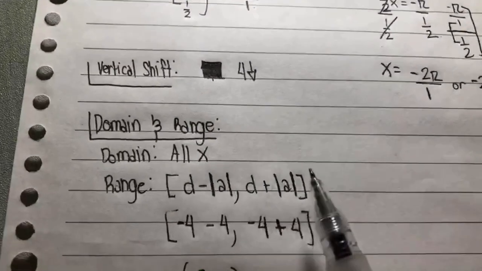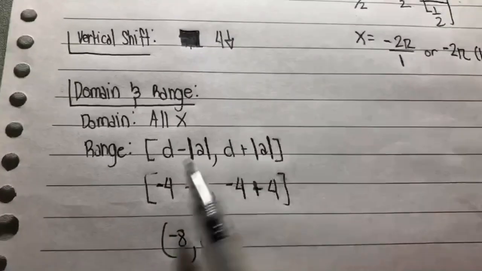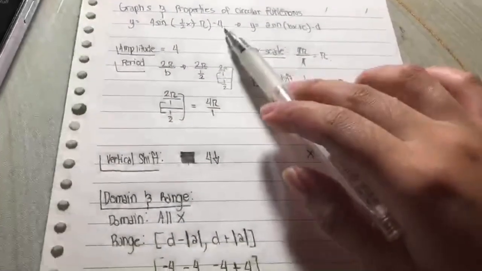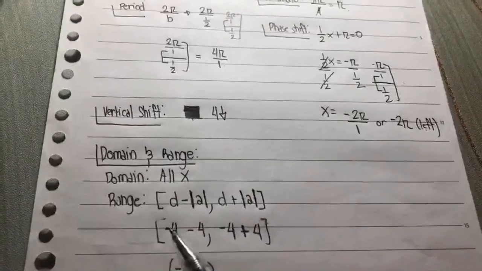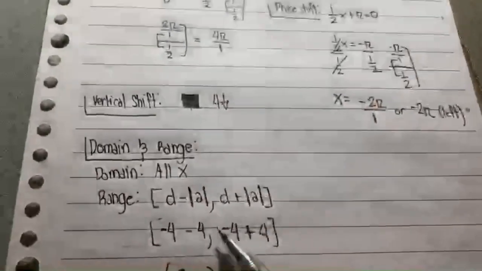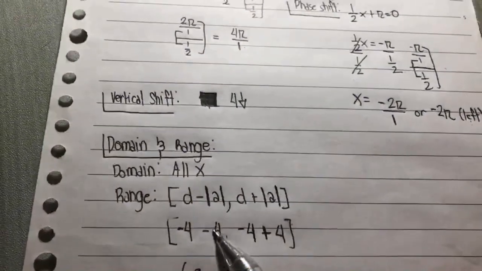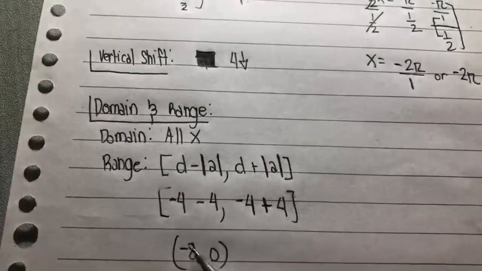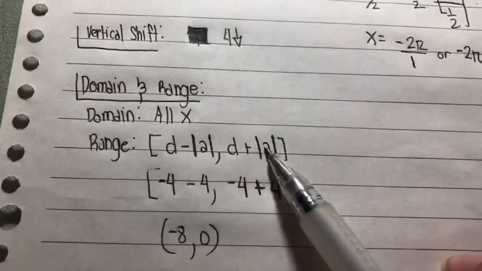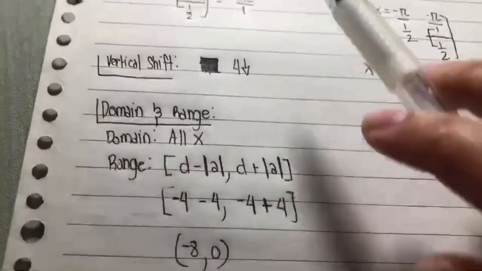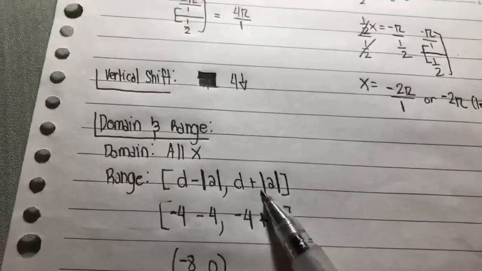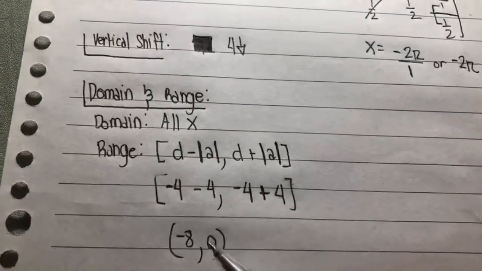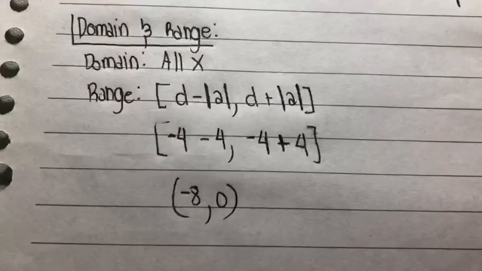Tapos sa range naman, meron tayong formula na sinusunod, or like d minus a, then d plus a. So, yung value ng d natin is negative 4. Then, ang a naman natin is 4. Negative siya kasi negative yung dito. So, copy lang natin. So, negative 4 plus negative 4 is negative 8. Then, dito naman sa d plus a, ang d natin is negative 4, tapos yung a natin is positive 4. So, negative 4 plus 4 is equals to 0. So, ang range natin is negative 8, 0.